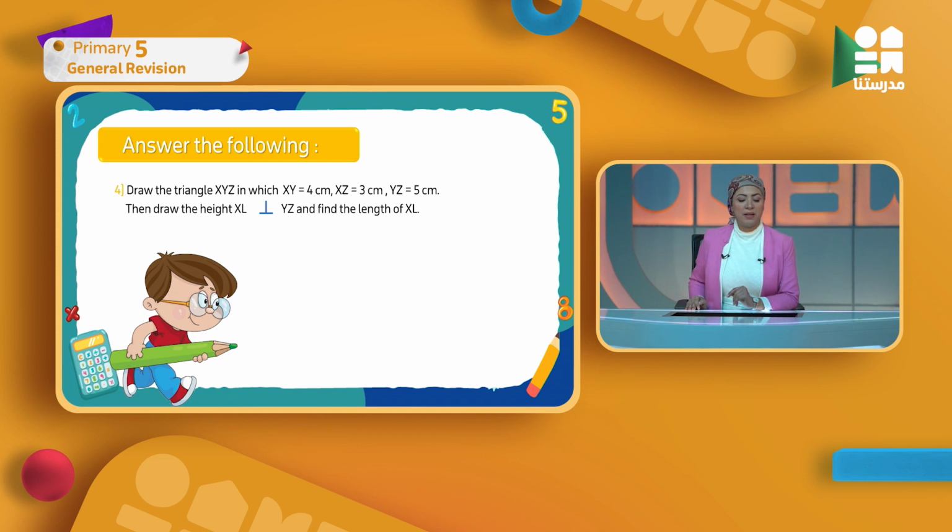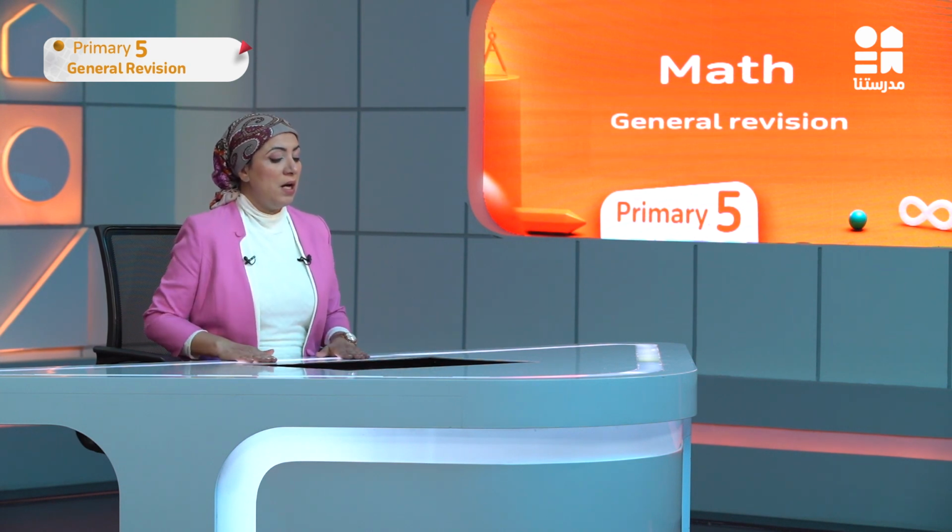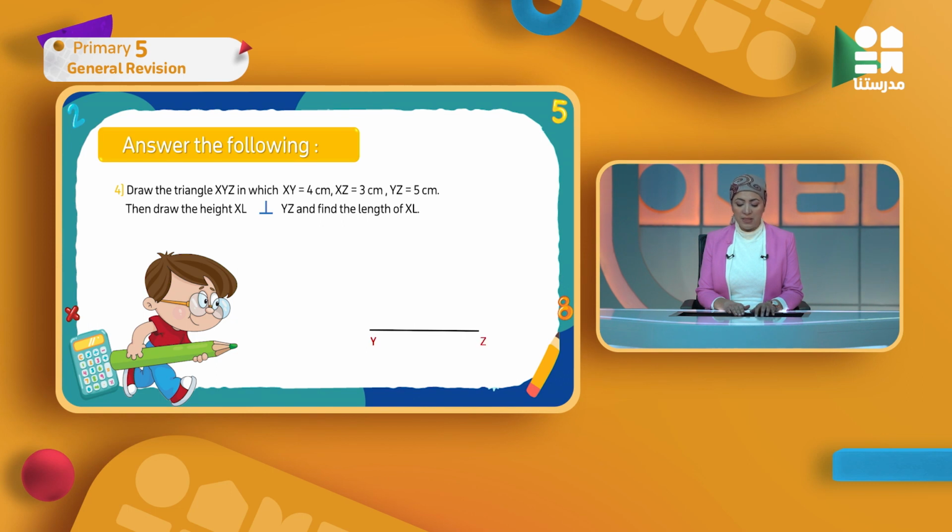Okay, now to the last question. Answer the following. Draw the triangle XYZ in which XY equals 4 centimeters, XZ equals 3 centimeters, and YZ equals 5 centimeters. Then draw the height XL perpendicular on YZ and find the length of XL. Okay, before I draw a triangle, given its 3 sides, I usually choose the longest side to start with. This is going to be my base. So here my longest side is YZ, which is 5 centimeters. So YZ is 5 centimeters.